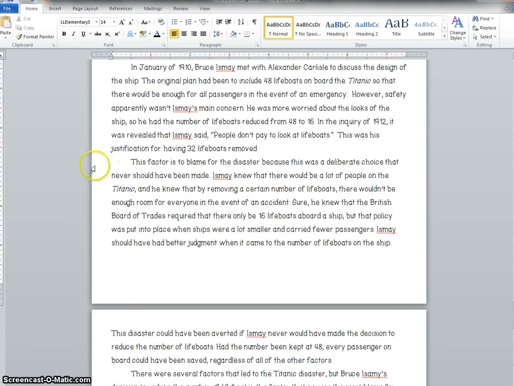Let's keep going. This factor is to blame for the disaster because this was a deliberate choice that never should have been made. So right here, once again, I restated and answered what the prompt said that I had to include, and now I'm going to explain. Ismay knew that there would be a lot of people on the Titanic, and he knew that by removing a certain number of lifeboats, there wouldn't be enough room for everyone in the event of an accident. Sure, he knew that the British Board of Trade required that there only be 16 lifeboats aboard a ship, but that policy was put into place when ships were a lot smaller and carried fewer passengers.